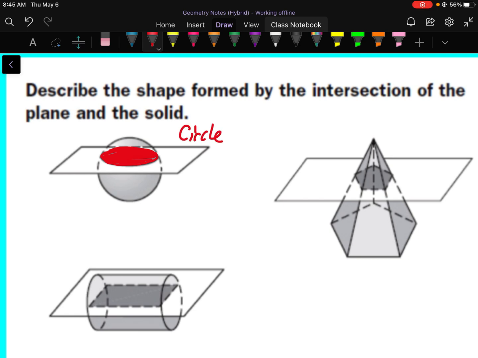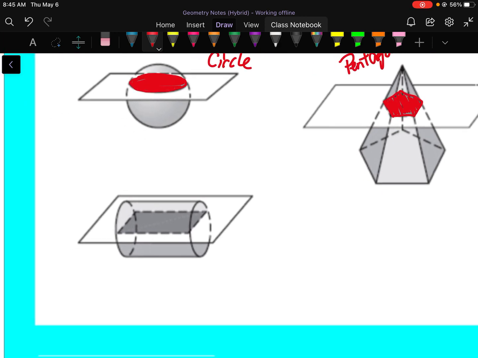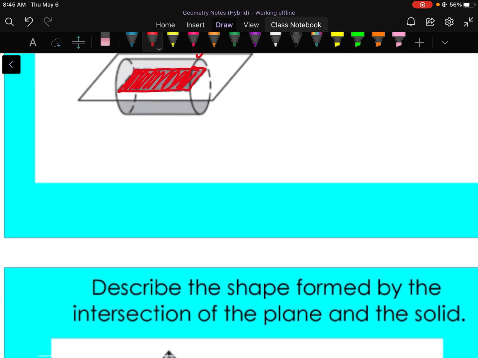Up here we have what looks to be, if I can count my sides correctly, a pentagon. Almost just said polygon. We have a pentagon, a five-sided figure, and here if I cut this cylinder with this plane, what we end up forming is a rectangle. So that's really all a cross section is.